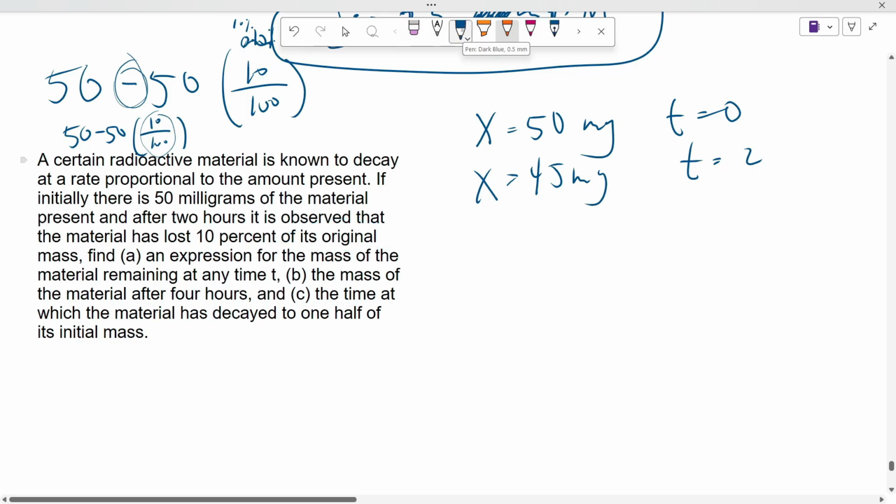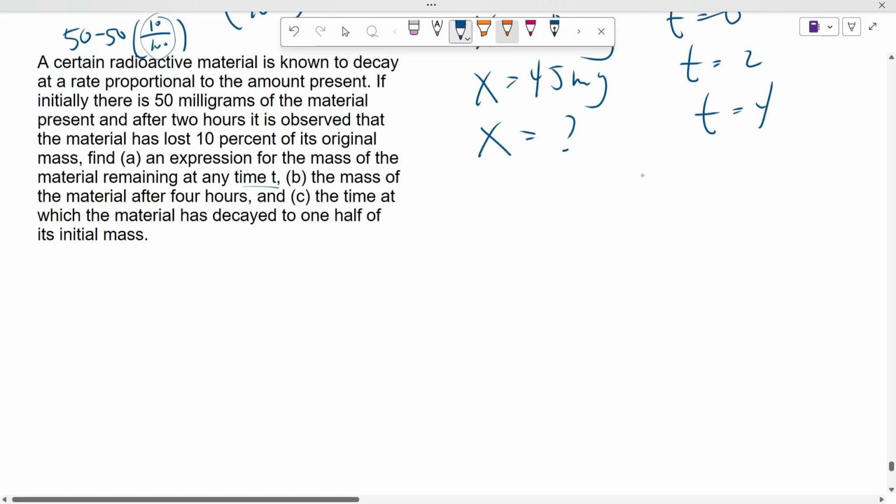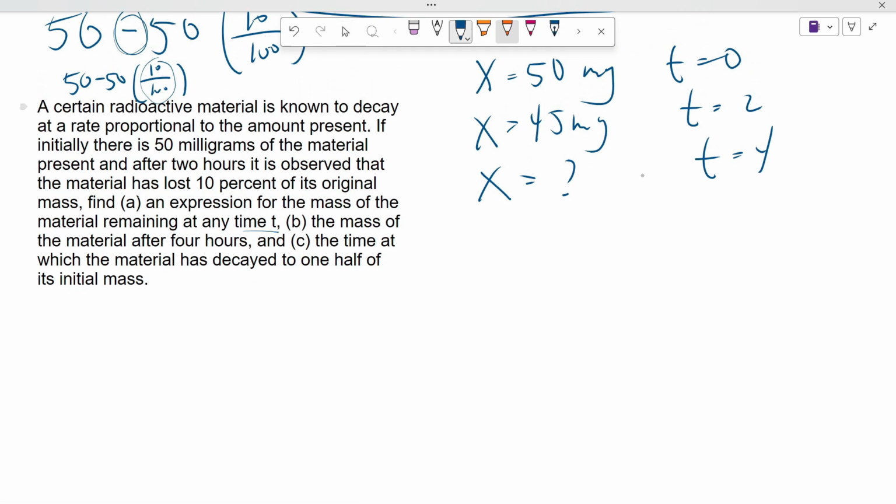So dito na tayo. Find the expression of the mass of the material remaining at any time. So, equation lang yun. Then, the mass of the material after 4 hours. So, after 4 hours, ano daw yung mass? So, doon muna tayo sa letter A. Expression at any time lang daw.